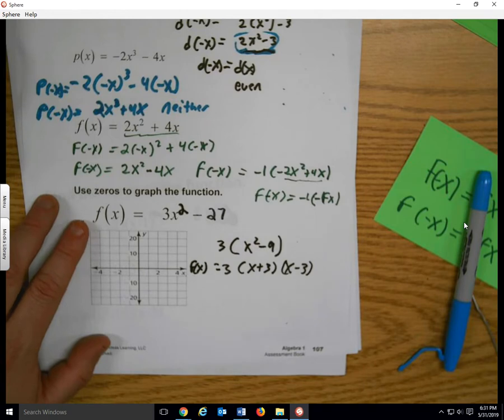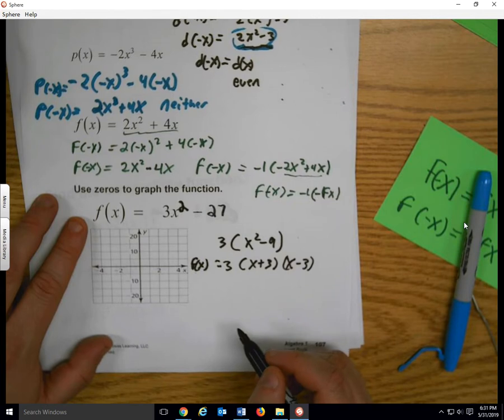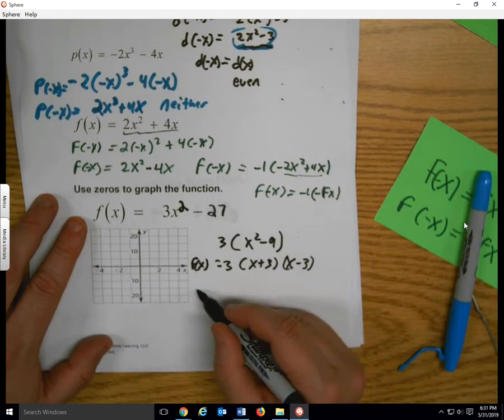Okay. Once you have it all factored, we just need to set them equal to 0. So let's start off by making the y equal 0, or the f of x.